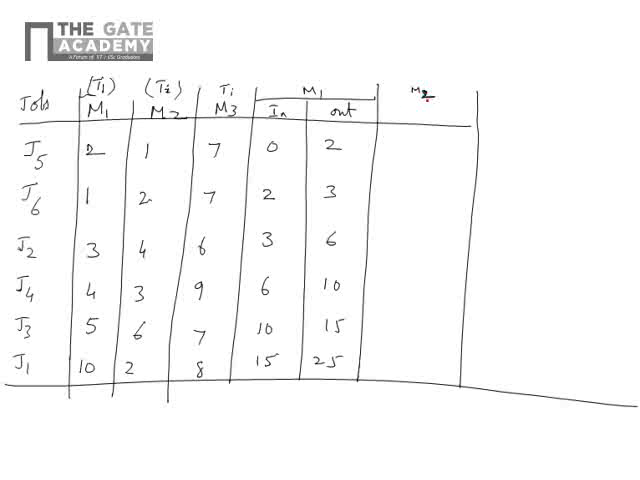Machine 2, in and out. The starting time is 2 hours because job 5 will be over in machine 1 by 2 hours. So we need to wait; the machine will be idle for the first 2 hours. The processing time in machine 2 is 1 hour, so 3 hours.